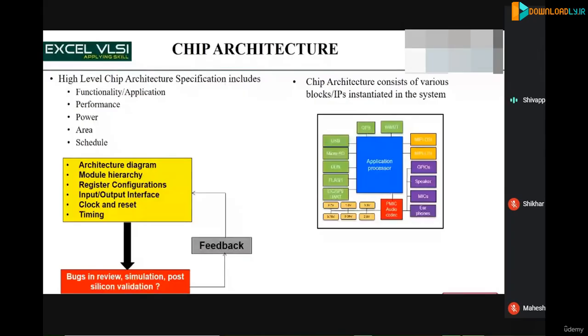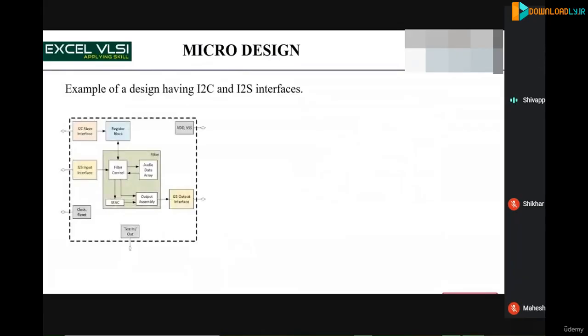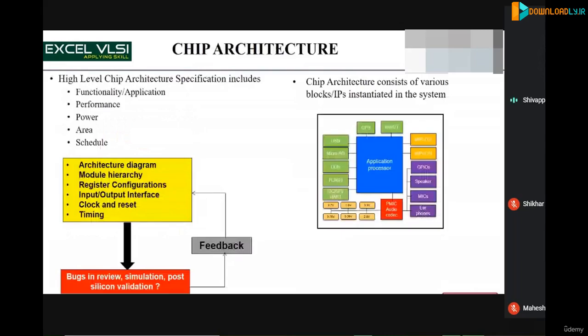So these are the things which will be done in the chip architecture stage. Okay. So the next is the design itself. I call that as a micro design. So now take a particular block. Let us say there I mentioned about this. This is called IP or a module or a block.